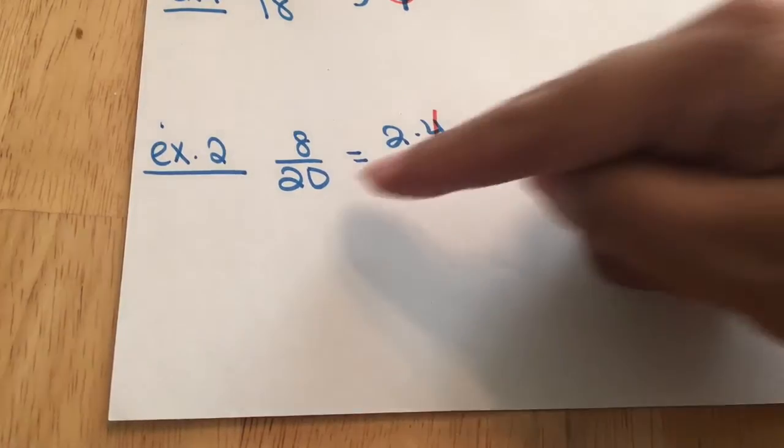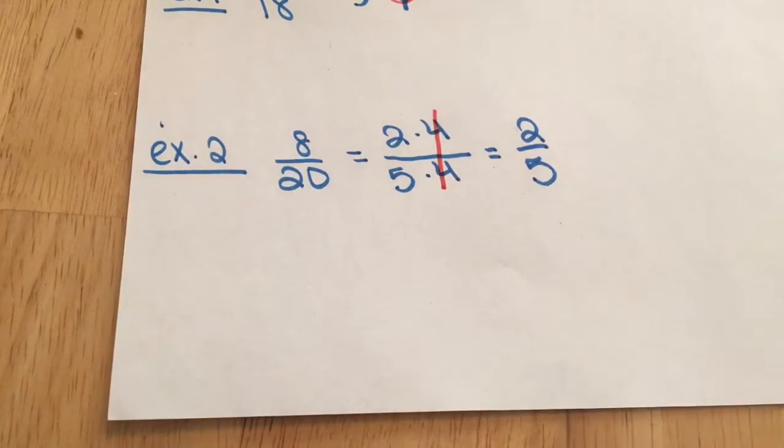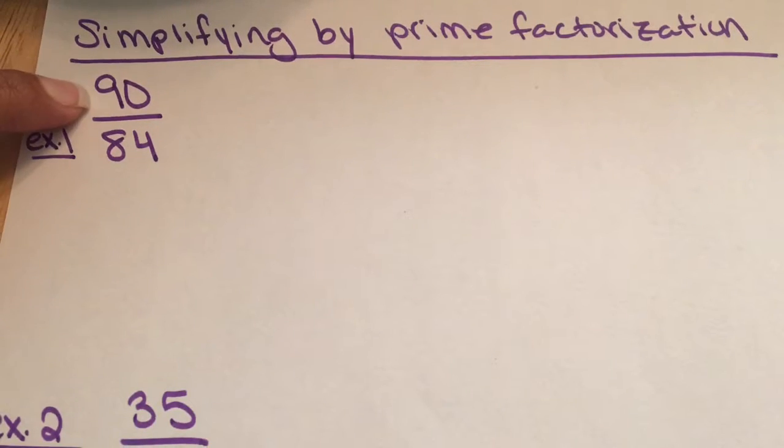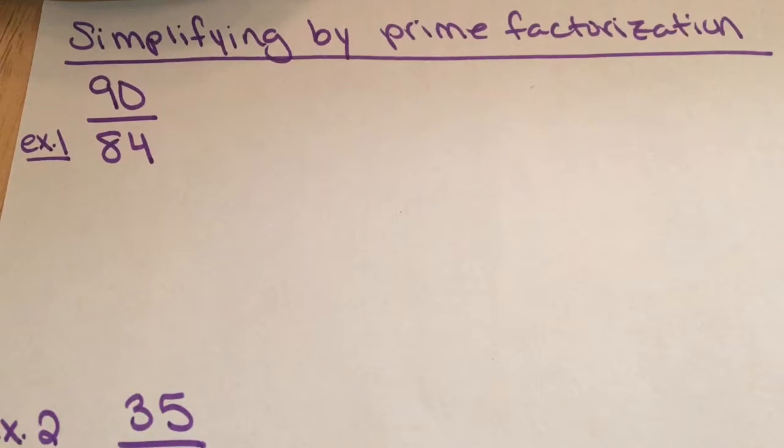Therefore, we know that 8/20 will simplify to 2/5. The next way that we're going to simplify fractions is by prime factorization. Now, this way can be kind of confusing. So the first thing we're going to need to do is look at our numerator and our denominator. The first step is that I need to make both of these factors of prime numbers.